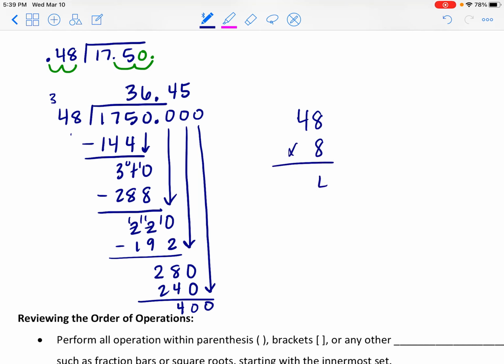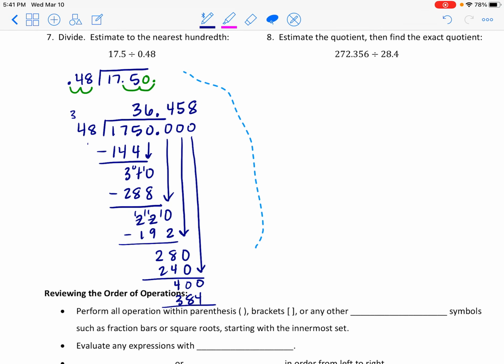So 8 times 4 is 32, and 32 plus 6 is 38, so that's going to be good. I don't know what I was thinking. So that's going to be 384, and we could keep going here. Obviously, this can continue, but I'm going to stop. And the reason I'm going to stop is not because this thing is necessarily going to go on forever, but because there were directions in this problem that allow me to stop.